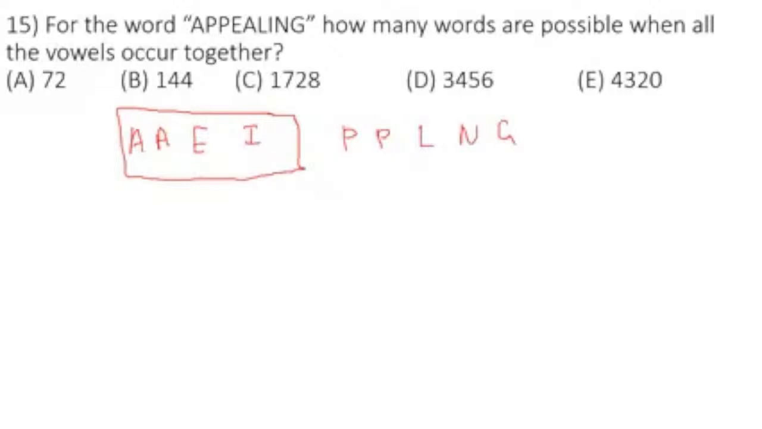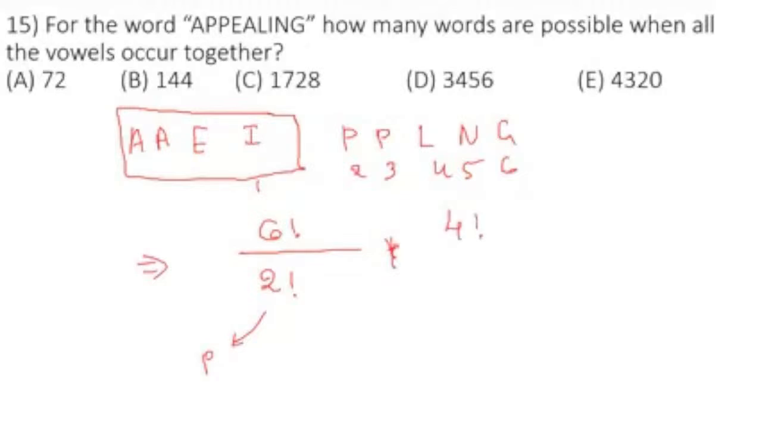So remember, the number of ways of arranging this is 6 factorial by, because I need to consider these as 6 units. So 6 factorial by, how many P's are repeated? 2 P's are repeated. And within the box, how many letters are there? 4 letters. 4 factorial by, how many repeated here? 2 A's are repeated. So the final answer should be a multiple of 5.